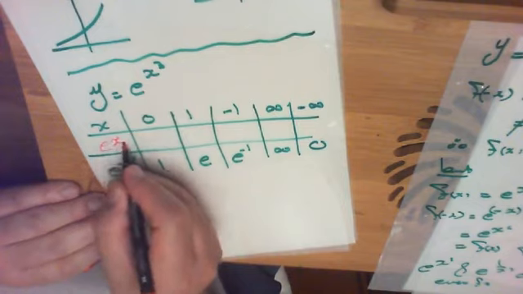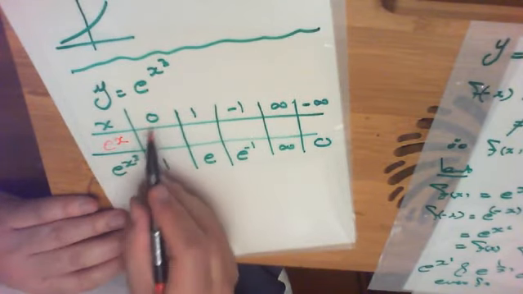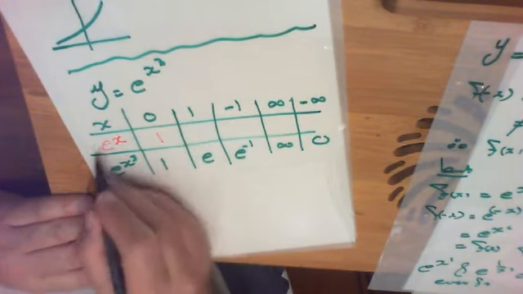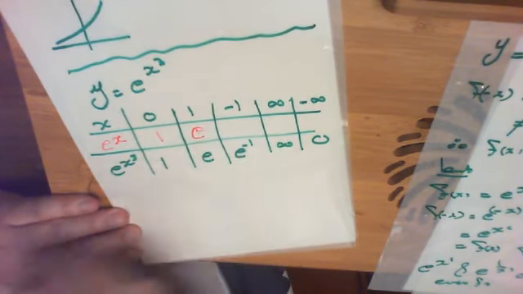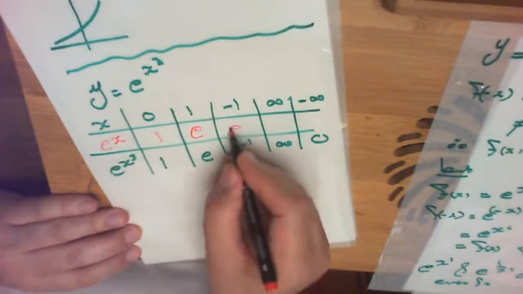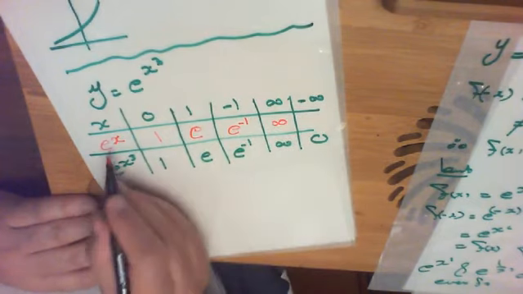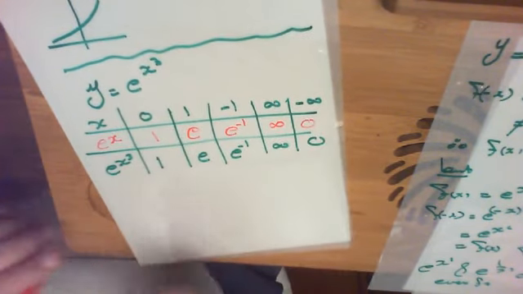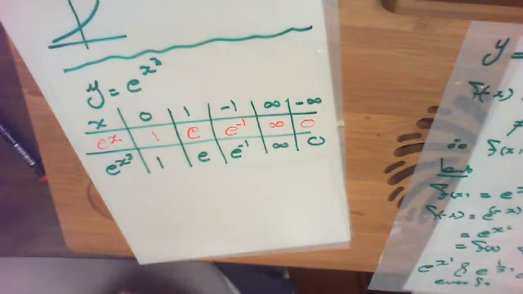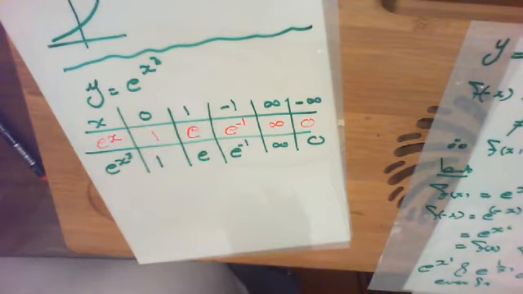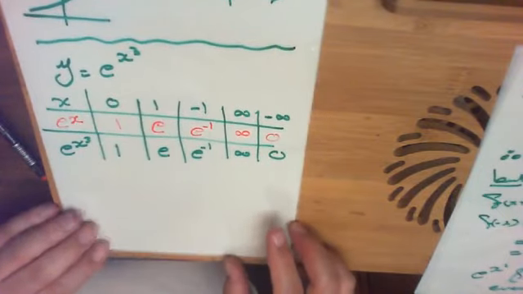E to x: when x is 0, this function is 1. When x is 1, this function is e. When x is minus 1, this function is e to minus 1. When x is infinity, this is infinity. When x is minus infinity, this is 0. What do I want to say? I want to say that this function is not completely a new one. It can be easily compared with the function well known to us.